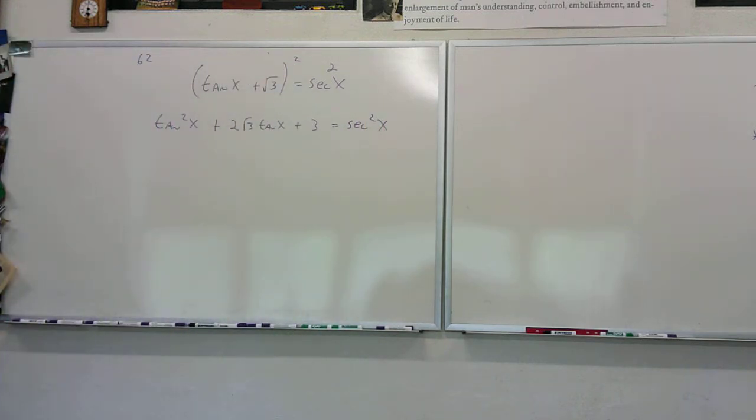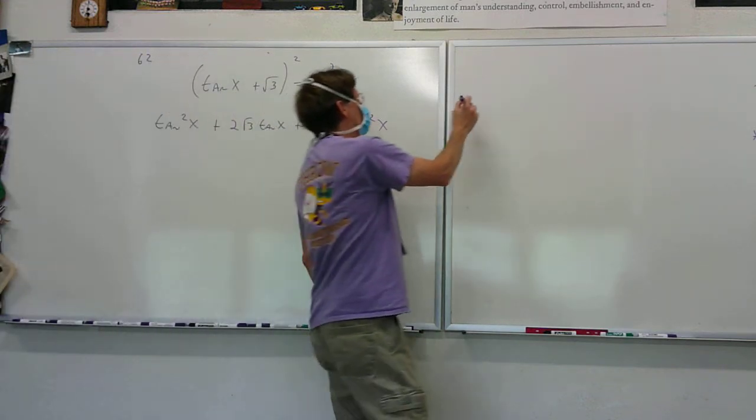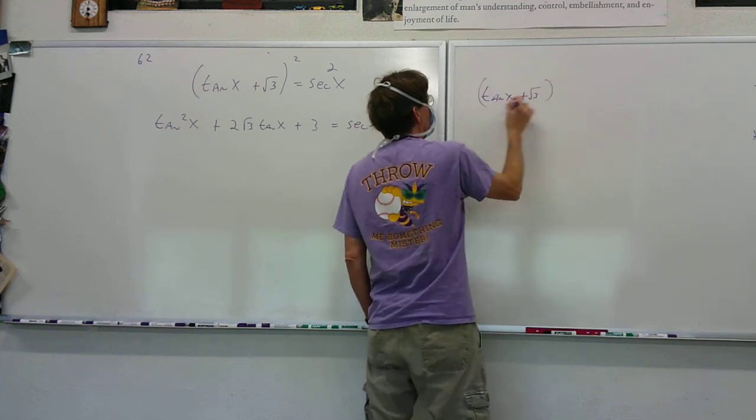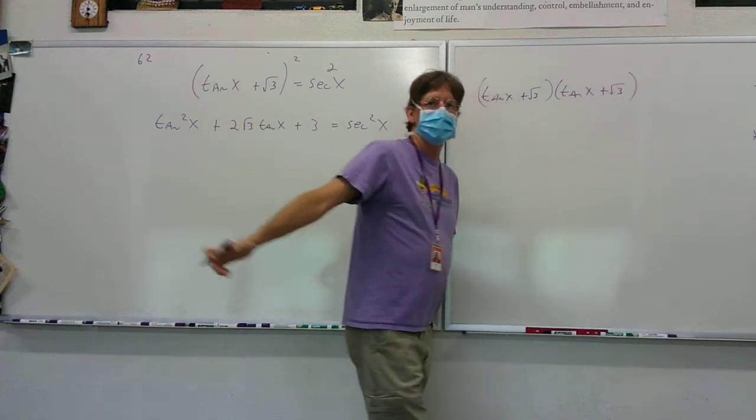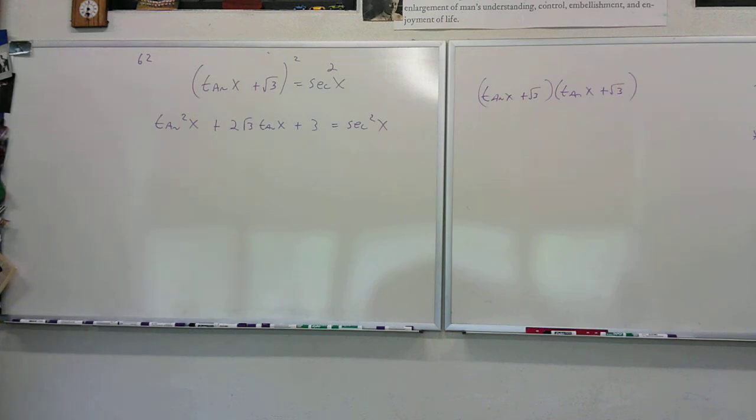Yes, ma'am? With the square root of 3, for squaring it. Square root of 3 times the square root of 3 is 3. Right? Write it out twice and multiply it out. Right. Okay, do tangent x plus square root of 3 times tangent x plus square root of 3 and use it. All right? Yeah, I just did that in just one step.